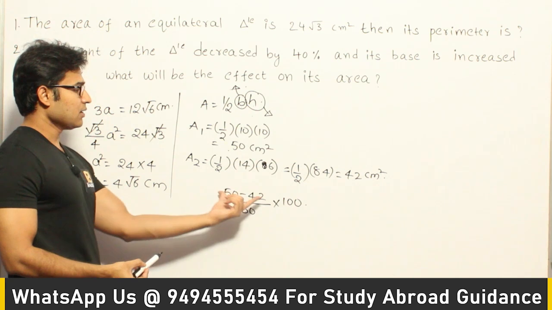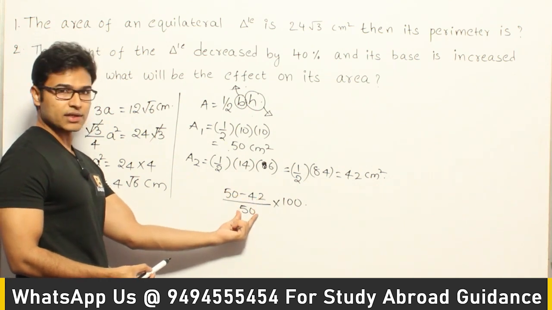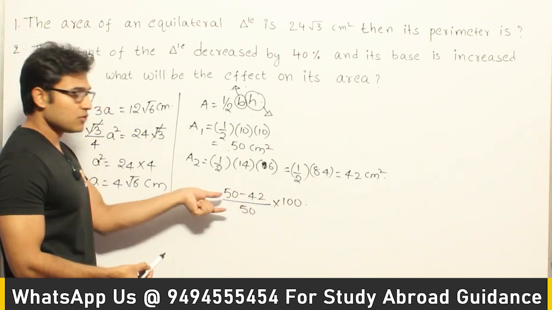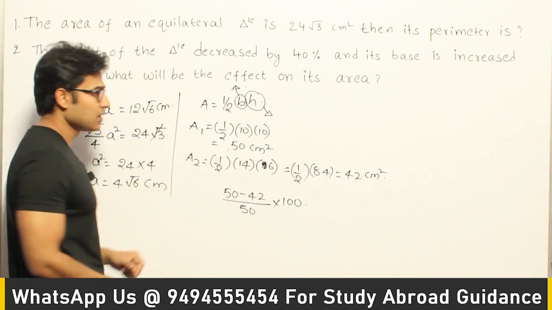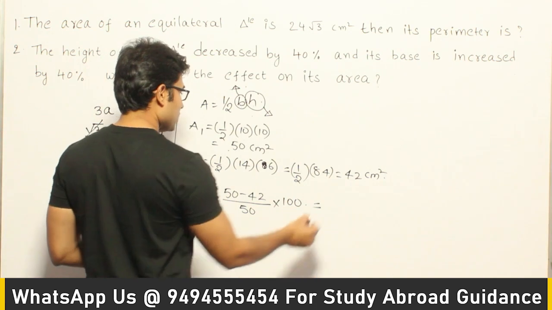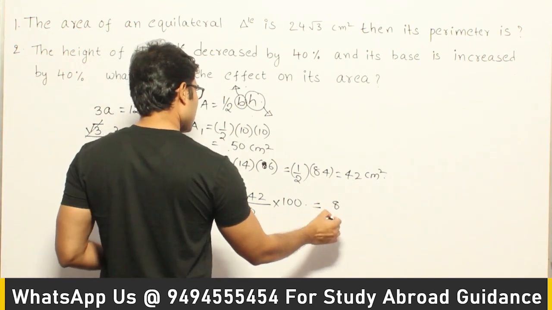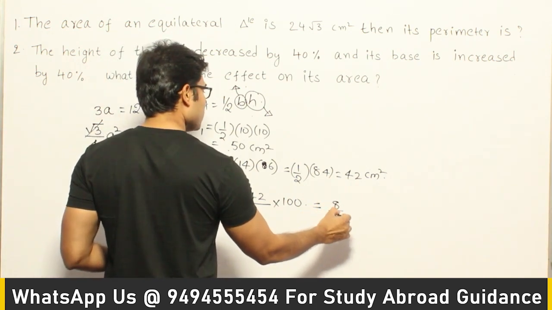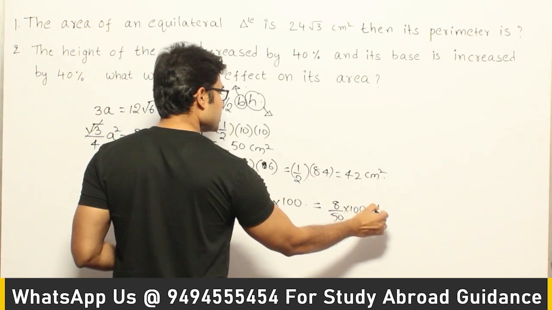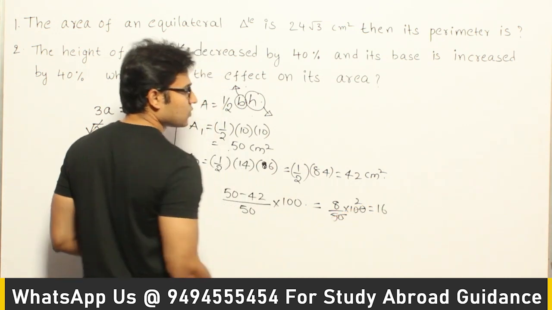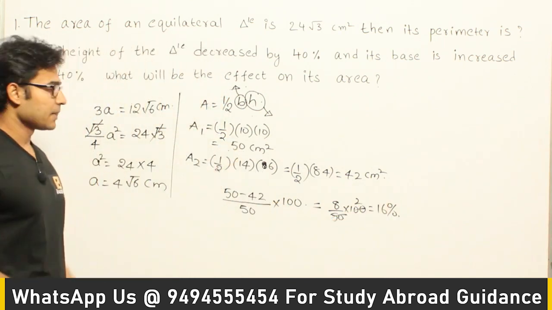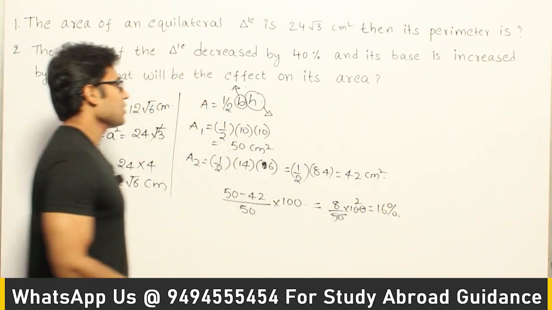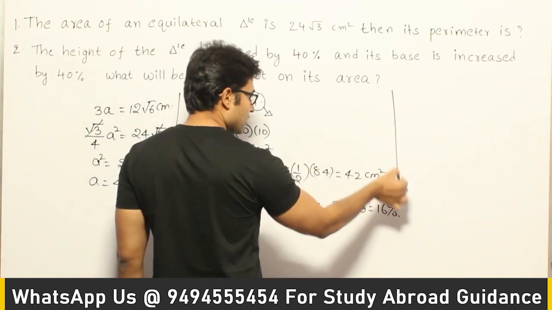So this is the percentage change. Are you getting this? Difference divided by the initial, into 100, is going to give you the percentage change, and the change in this case is a decrease. Therefore it is going to be 8 by 50 into 100, which is nothing but 16. So it is a 16% decrease. Got it? You can do it this way, or in general I'll just tell you one thing.